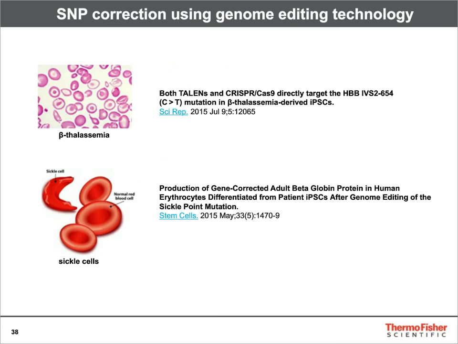There are several human diseases associated with single nucleotide polymorphism. In this slide, I have mentioned two of them, beta thalassemia and sickle cell anemia. Both these diseases are caused by single point mutation in human genome. Recently, researchers have used CRISPR or TALENs to correct this mutation. For more detail, you can look into this publication shown next to the picture. Next, I will show our workflow for correcting point mutation in iPSCs.